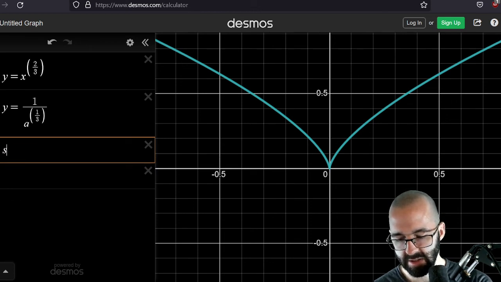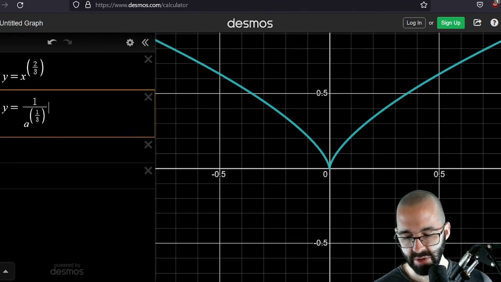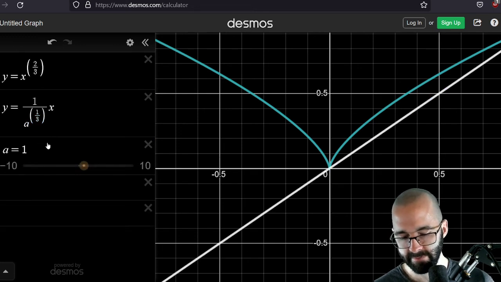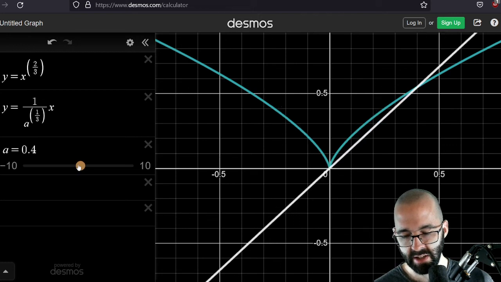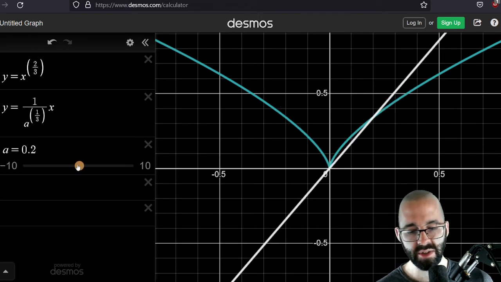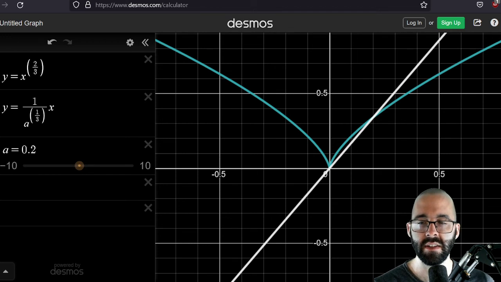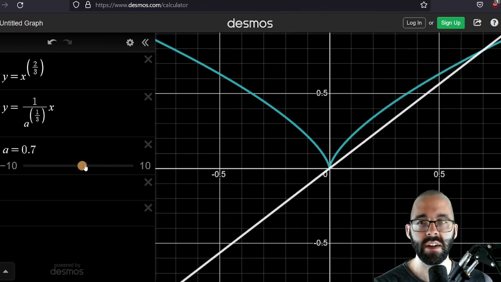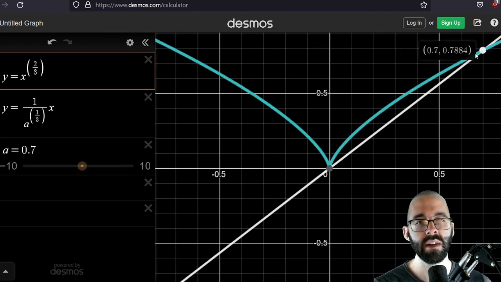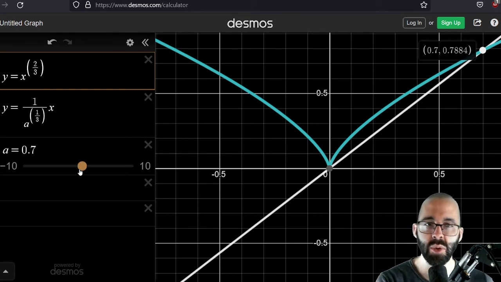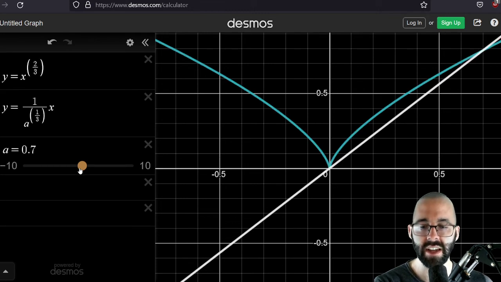Why is it not letting me do this? Huh. There is a way to show this. Oh, it's because I forgot my x. So this is how our secant line behaves. All right.